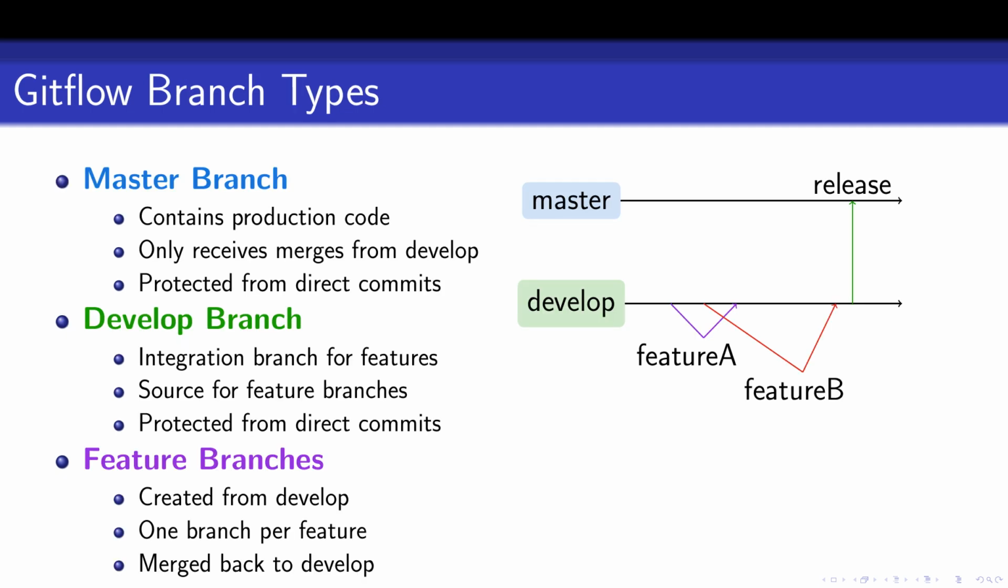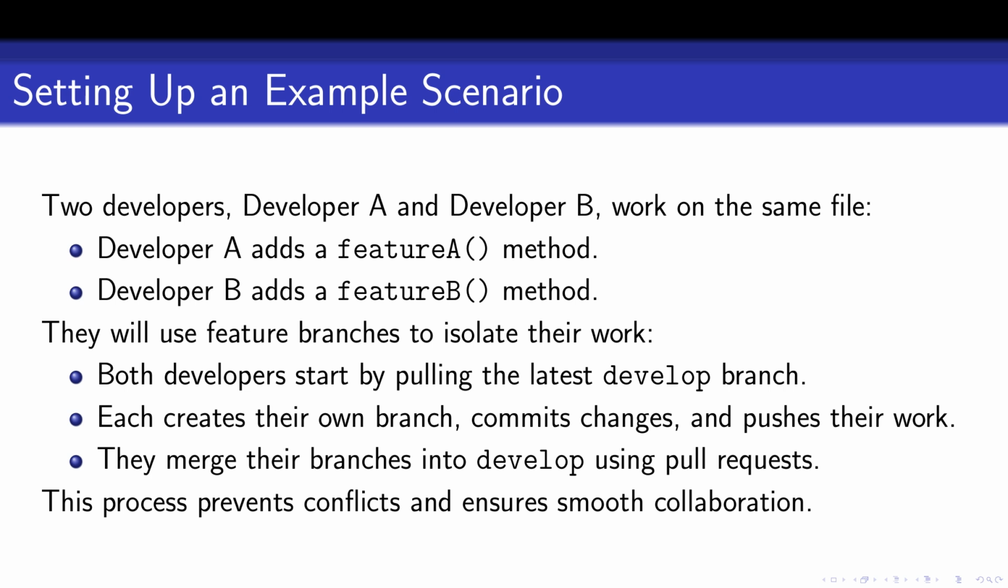Main contains production code and only receives merges from develop. Develop integrates features, and feature branches isolate individual changes. This structure ensures an organized release process. Let's set up an example scenario.